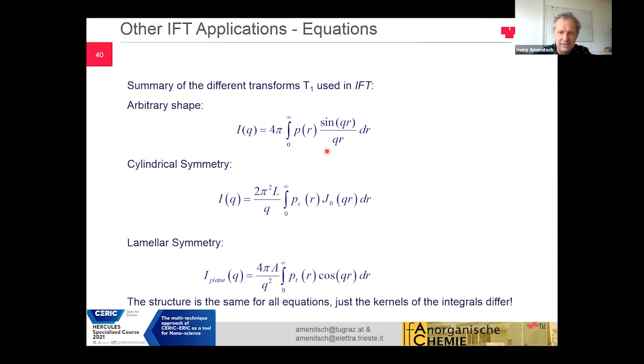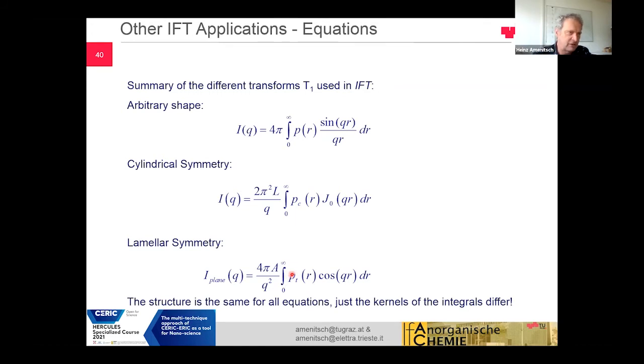And the beauty is you take the same concept. You take, for instance, an arbitrary shape, you have the three-dimensional pair distance distribution function, you have a different transformation, then you can calculate the cylindrical symmetry, or you have a different transformation and here calculate the lamellar symmetry. So the equations, the method is the same, but just the kernels or the integrals are what differs. But you have the same concept.